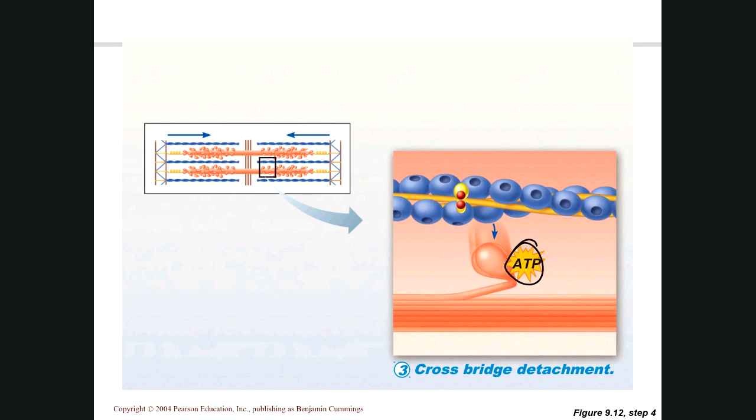So ATP breaks the cross-bridge. Okay. And that's important because what that means, for example, is that if ATP is not available, the muscle will remain contracted. It will not relax. ATP is needed for relaxation, for the muscle to break the cross bridges. It is not needed to make the cross bridges.